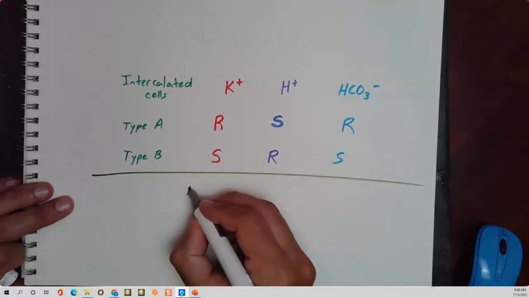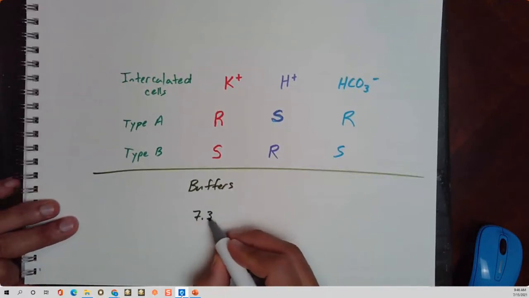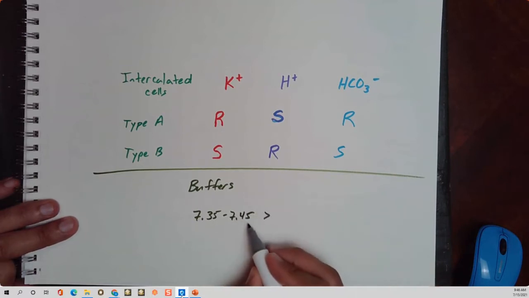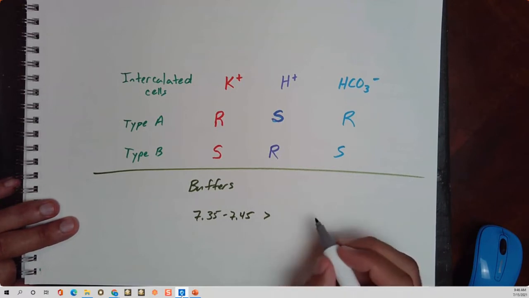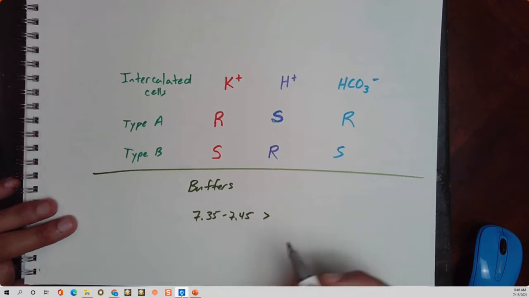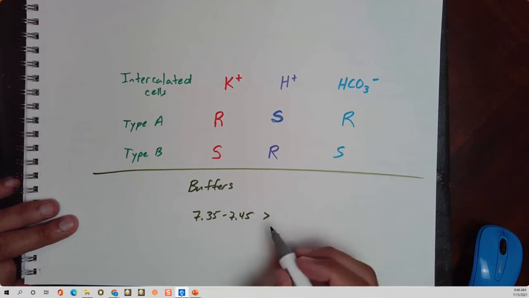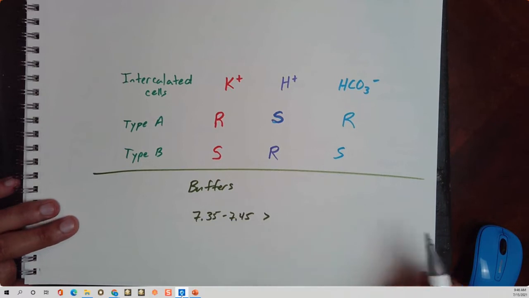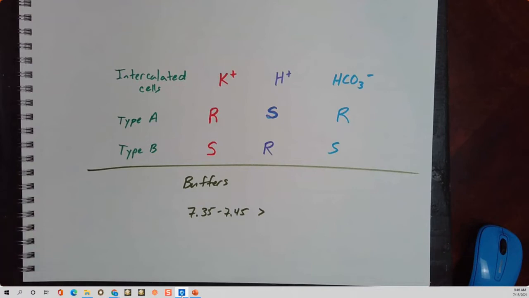The way these buffers are going to work is that if we want our blood to be at 7.35 to 7.45, and it starts getting greater than 7.45, okay? It's getting over here to 7.5, 7.6, 7.7. What do we want to do if it's greater than 7.45? Do we want to add hydrogens to the system to drop that acidity, or do we want to add bases to that system? Do we want to bind hydrogens up? Yeah, so we're going to want to add hydrogens.